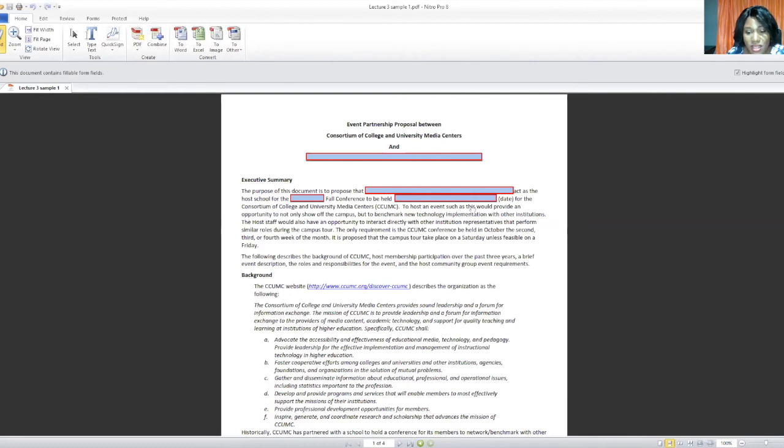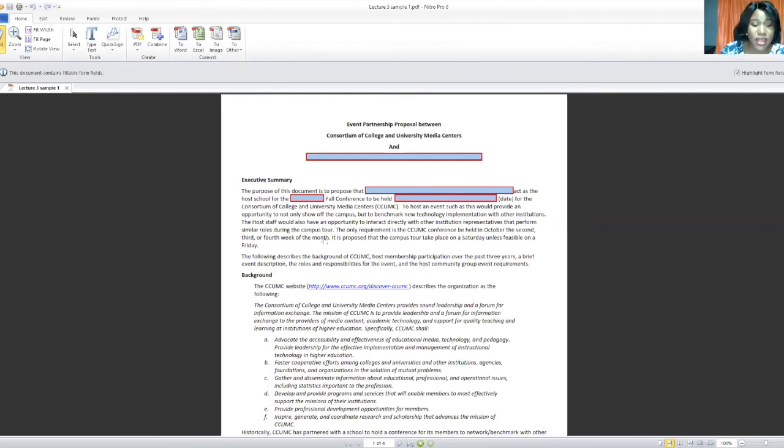And to host an event such as this will provide an opportunity to not only show off the campus, but to benchmark new technology implementation with other institutions. The host staff would also have an opportunity to interact directly with other institution representatives that perform similar roles during the campus tour. The only requirement is the CCUMC conference be held in October the 2nd, 3rd, or 4th week of the month. It is proposed that the campus tour take place on a Saturday, unless feasible on a Friday.